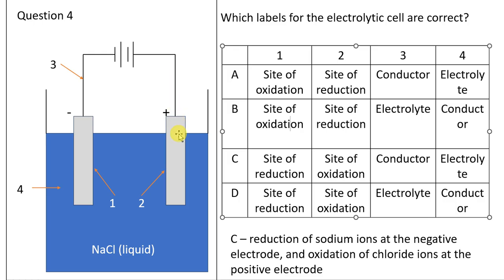3 shows the external circuit, and electrons must be conducted between the electrodes by normally a wire, but a conductor. It's the ions in the electrolyte that conduct charge in 4.